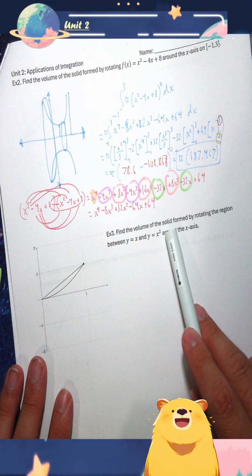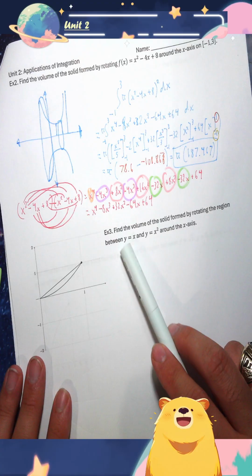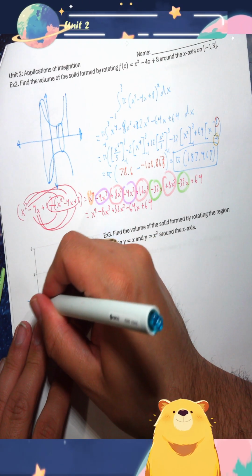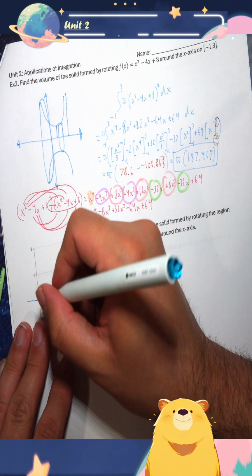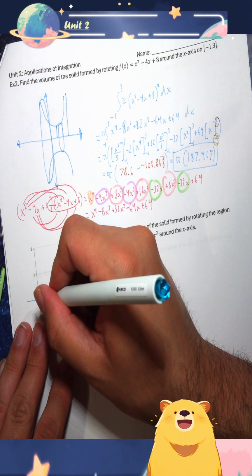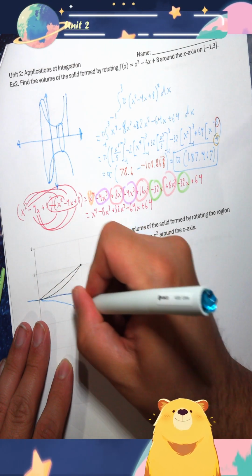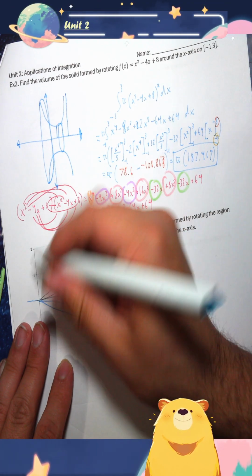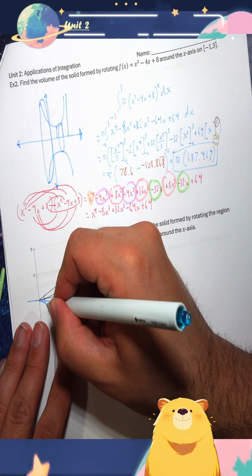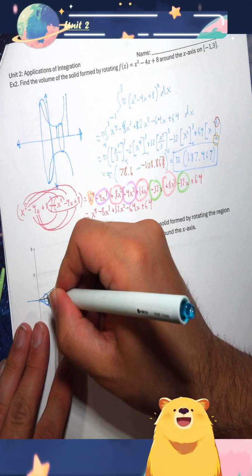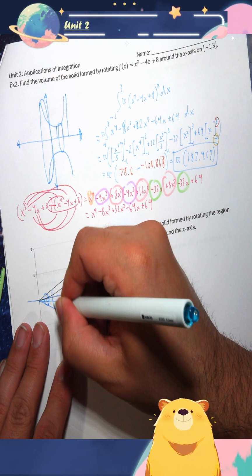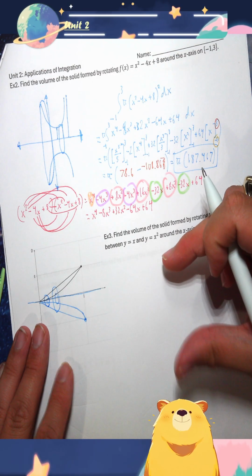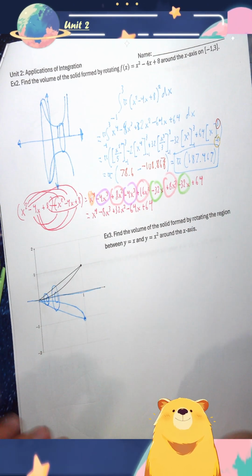So this says find the volume of the solid formed by rotating the region between y equals x and y equals x squared around the x-axis. Here we have a shape that is defined by one area on the outside, but inside is defined by another area, and we're secretly forming this sort of washer as we go.